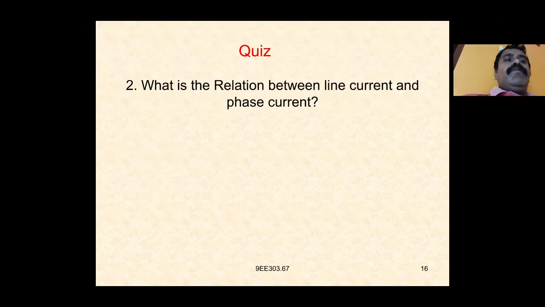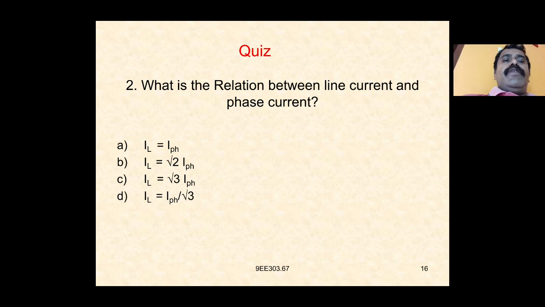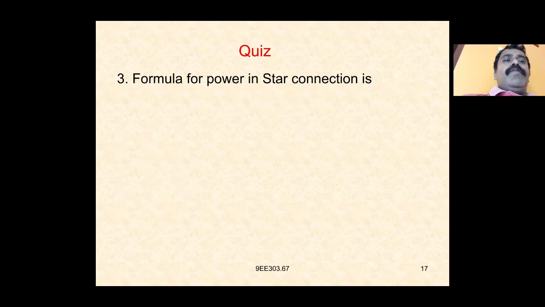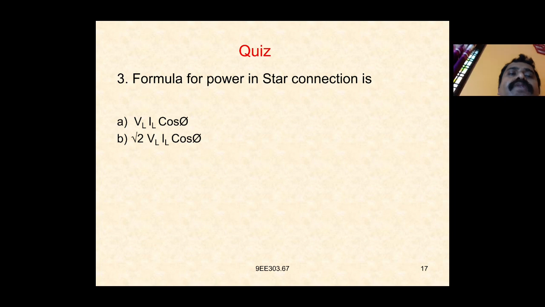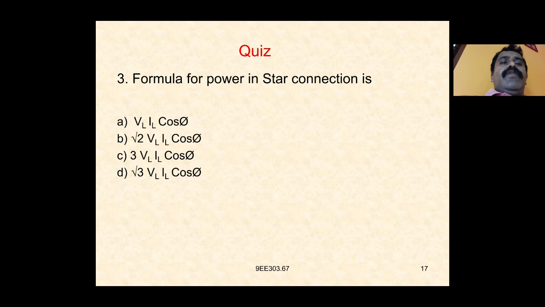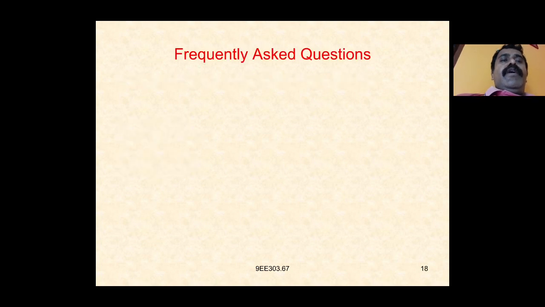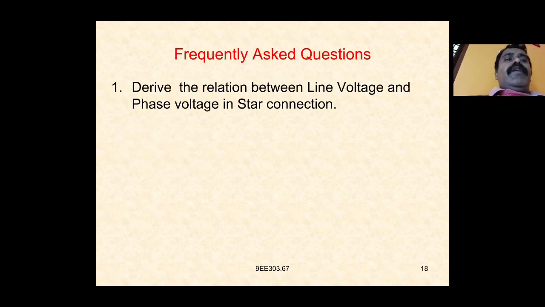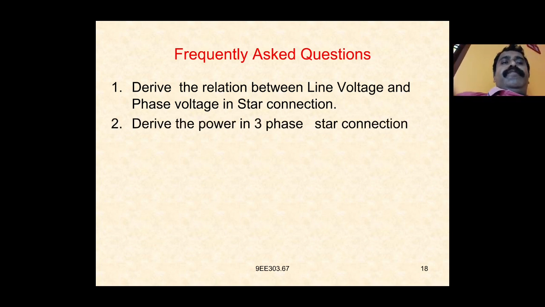What is the relation between line current and the phase current? IL is equal to I phase, IL is equal to root 2 of I phase, IL is equal to root 3 of I phase, IL is equal to I phase by root 3. Formula for power in star connection: VL IL cos phi, root 2 VL IL cos phi, 3 VL IL cos phi, root 3 VL IL cos phi. Frequent class questions are: derive the relation between the line voltage and the phase voltage in star connection, and derive the power in three phase star connection.